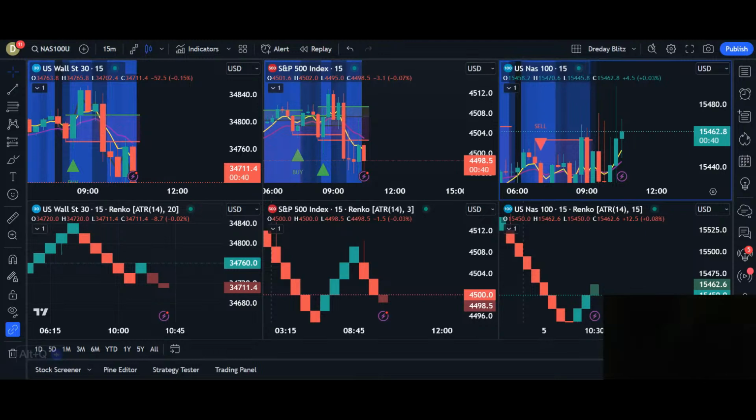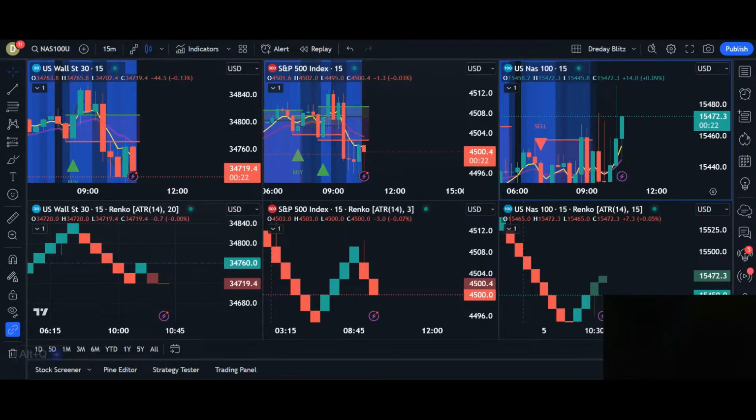All right, so we have a few seconds left for the current candle. We're waiting for the 10:45 candle. Looking bearish on S&P 500. NAS 100 is still pushing up, and US 30 is starting to reverse a little bit, but we'll see if it's going to continue down or up.